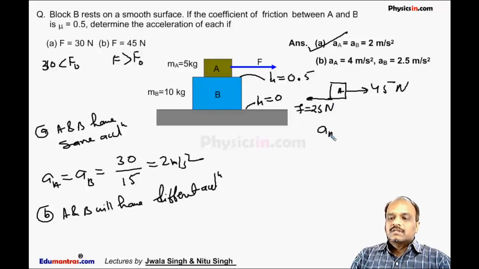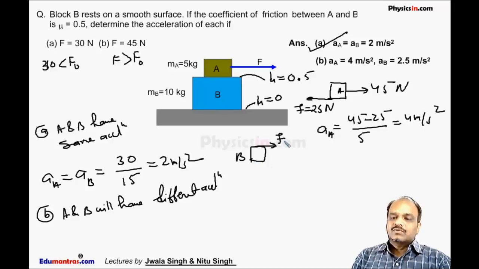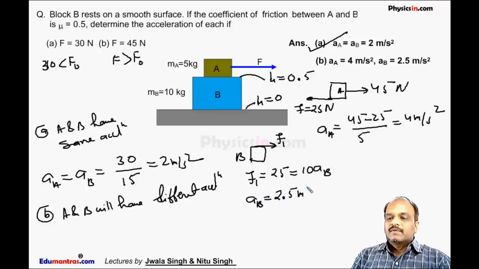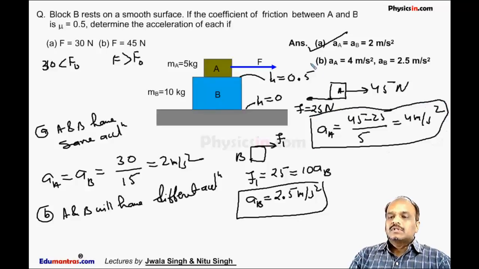So we can say acceleration of A here is 45 minus 25 divided by mass, that is 5, that is equal to 4 meter per second square. In the same way for block B, the friction force is acting in forward direction and there is no friction between B and ground. So we can say F1, that is 25, is equal to 10 into acceleration of B. So from here we get acceleration of B is 2.5 meter per second square. This is acceleration of B and this is acceleration of block A. So these are the answers.